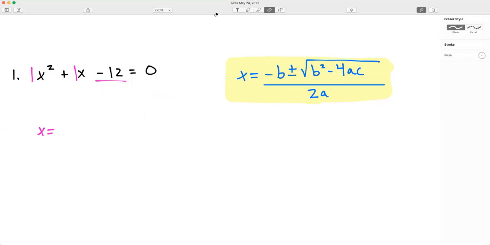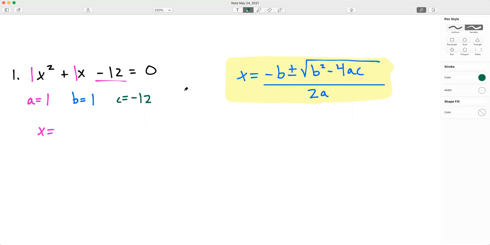Okay, just so you can see what's happening here. I'm going to say a equals 1. Okay, and they're all kind of different. I mean, it is what it is, but b equals 1. And then c equals negative 12, okay?